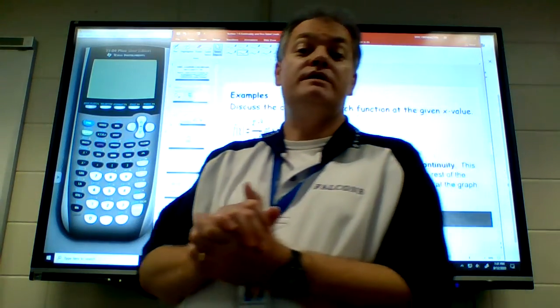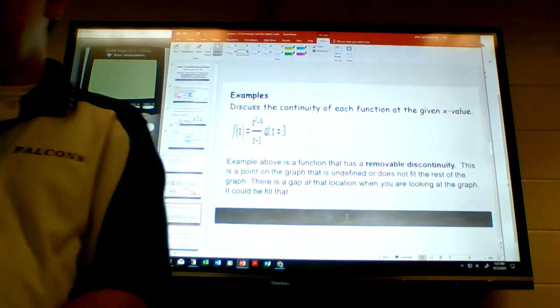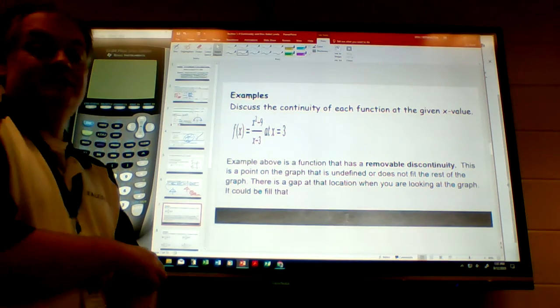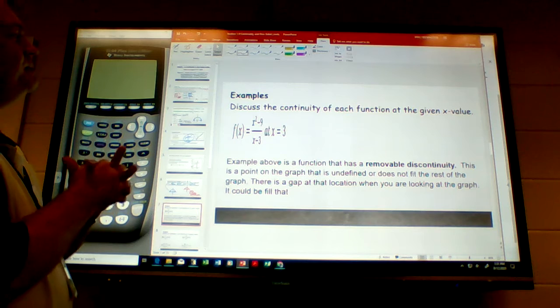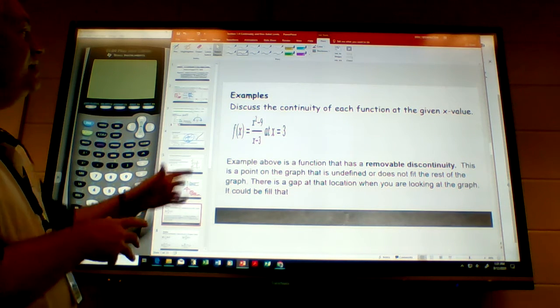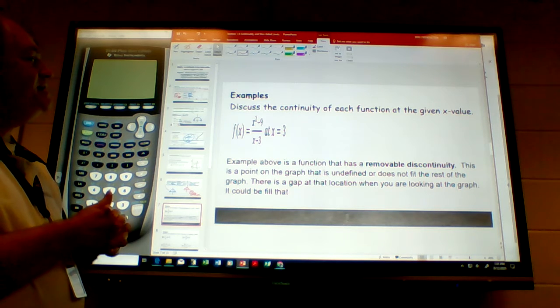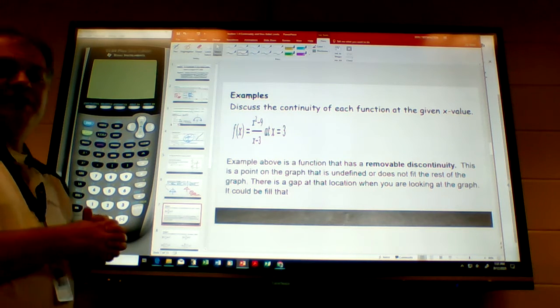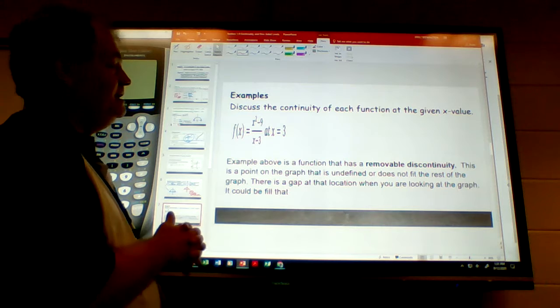All right, let's do part 2 of section 1-4, which is on continuity and one-sided limits. Now, the continuity of each function at the given x value. Okay, so if f of x equals x squared minus 9 over x minus 3, think about what's going to happen with that when you plug in 3.